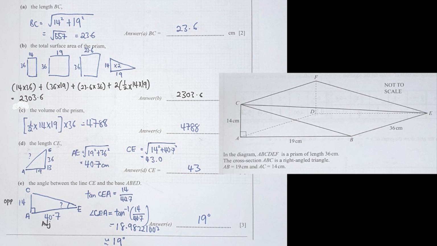As for part E, the angle between line CE and the base, since you already have AE's value and CA's value, the angle is actually at CEA. So CA is its opposite and AE is its adjacent. So by using tangent, run the calculation, and you'll get your result as 19.